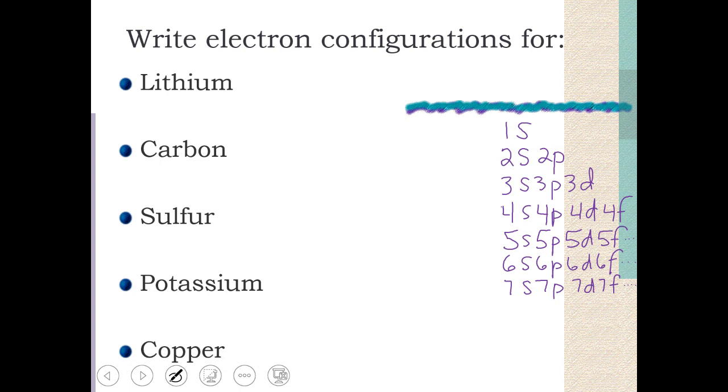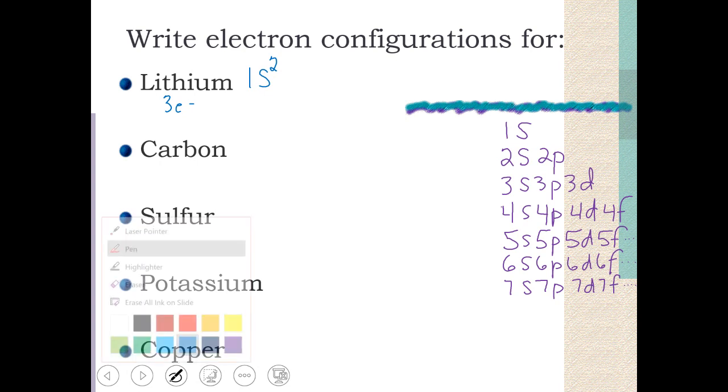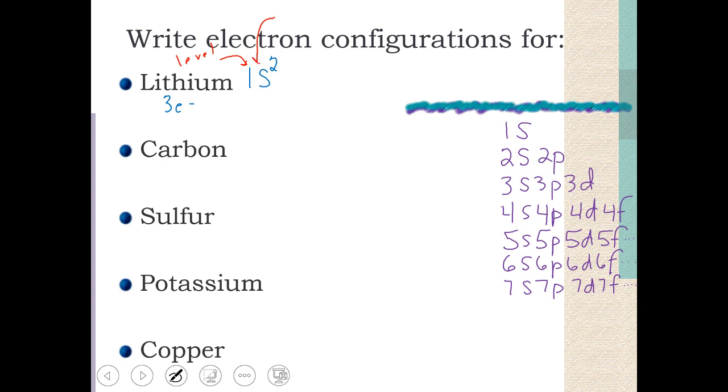So here's how you write an electron configuration. You figure out how many electrons are in that atom. For example, lithium has 3 electrons. I know that by looking at the periodic table. So for lithium, we start with level 1, s sublevel, and the s sublevel can hold 2 electrons. So this first number right here, this is the level. The letter is the sublevel.